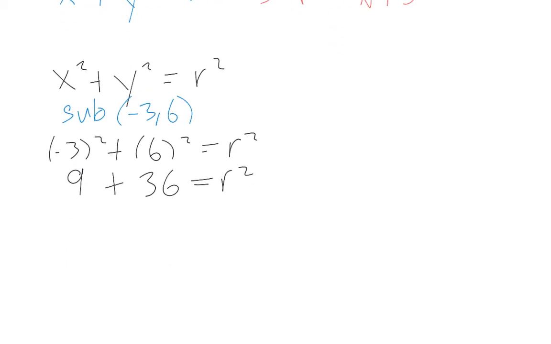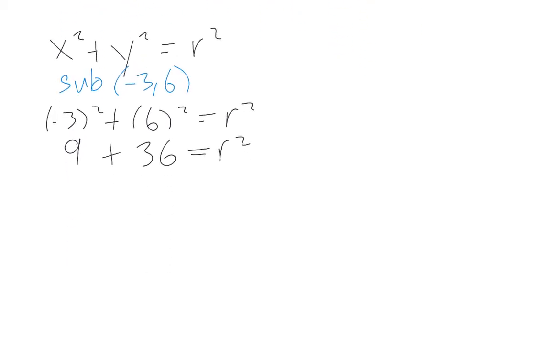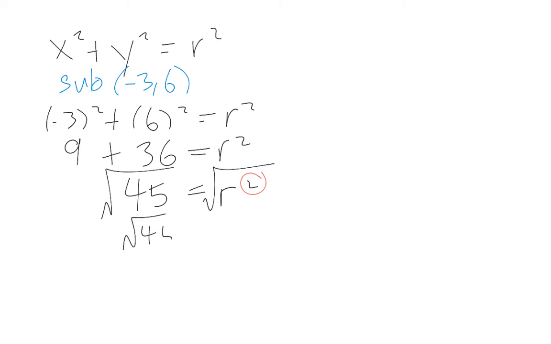We can go ahead and simplify some of that work now. 9 plus 36 is 45. That is equal to r squared. Remember, we want to get rid of this exponent of 2. To do that, we do the square root. When you do something to one side, you have to do it to the other side. So I'm going to square root 45. That's going to leave me the square root of 45 is equal to r. I'm going to rewrite this so it reads from left to right. r is equal to the square root of 45.